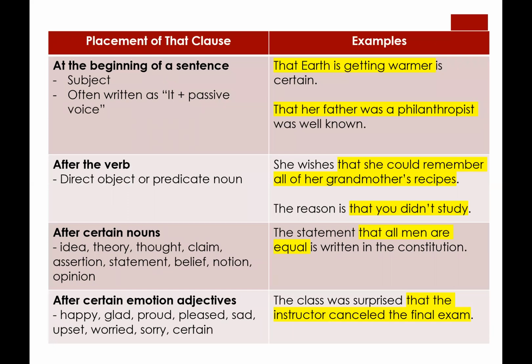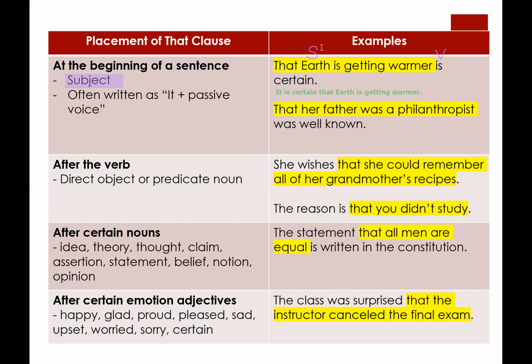When the that clause appears at the beginning of a sentence, it is the subject. And it might sound a little bit awkward, so we might rephrase a little bit. But let's take a look. That Earth is getting warmer is certain. So you can see the entire noun clause, that Earth is getting warmer, is the subject, and is is our verb. So oftentimes we would rewrite it as it, because that would sound more natural. It is certain that Earth is getting warmer, right? And it becomes our subject.